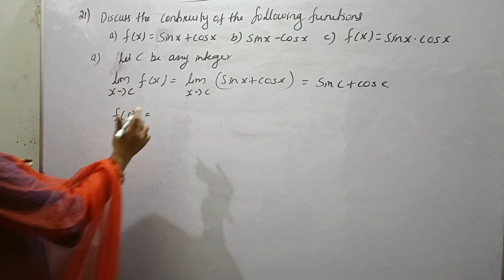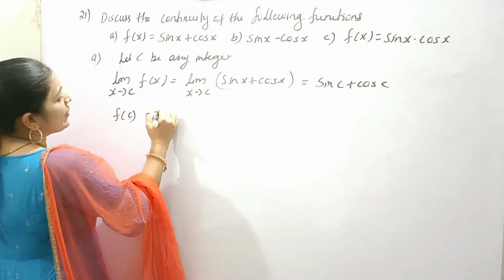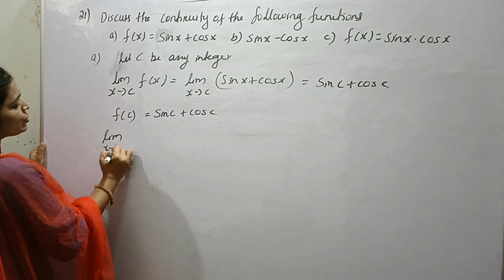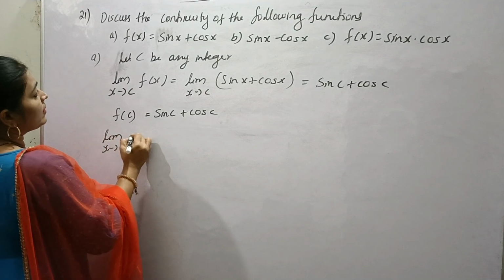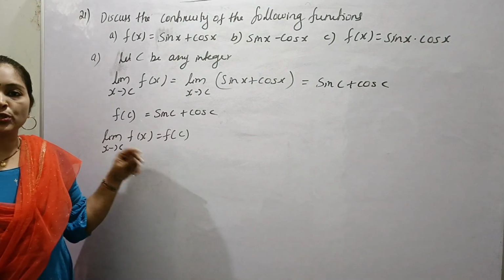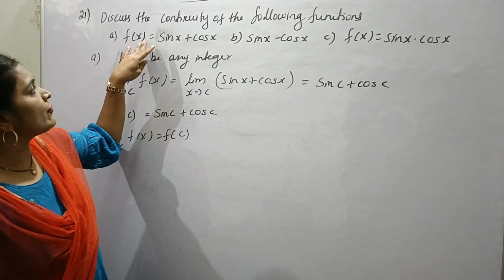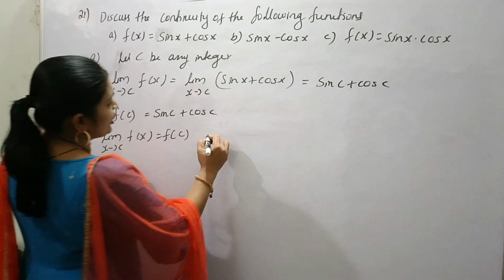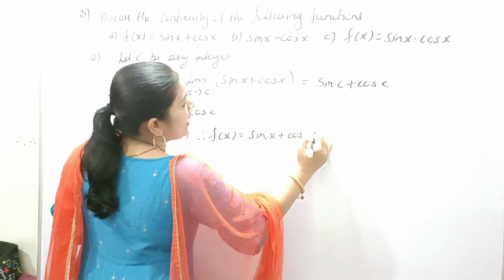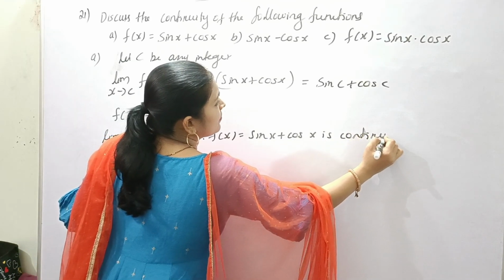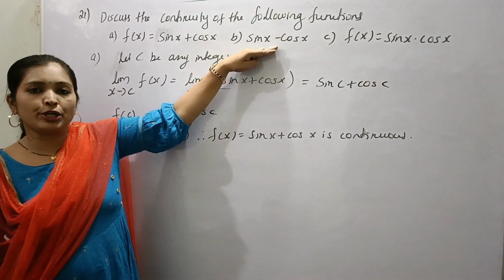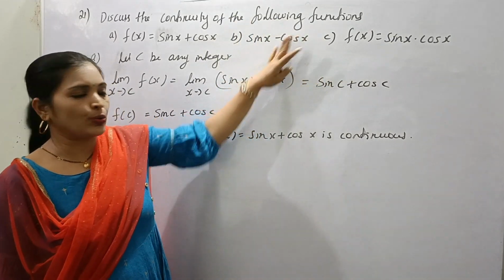f of c is nothing but, f of x is sin x plus cos x, so f of c is sin c plus cos c. So here we have got limit x tends to c of f of x is equal to f of c. Okay, so according to the definition of a continuous function, we can say this function f of x equal to sin x plus cos x is continuous. So similarly, you can check the continuity of the remaining two functions also.